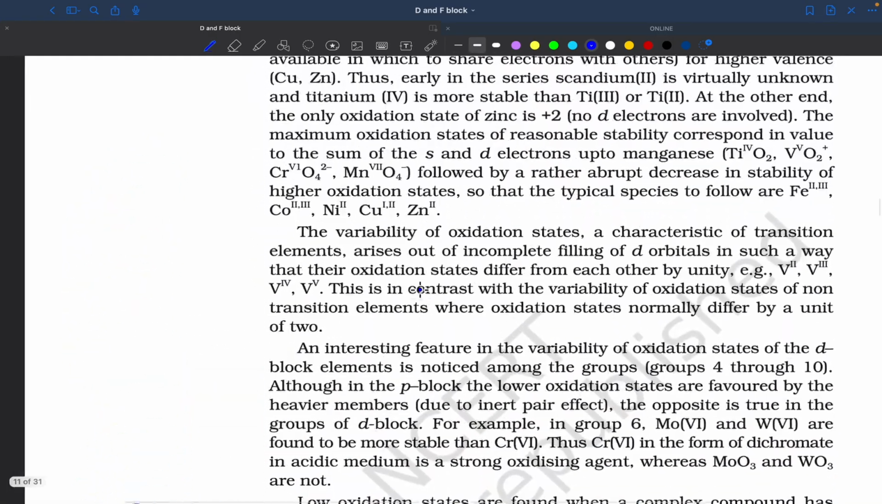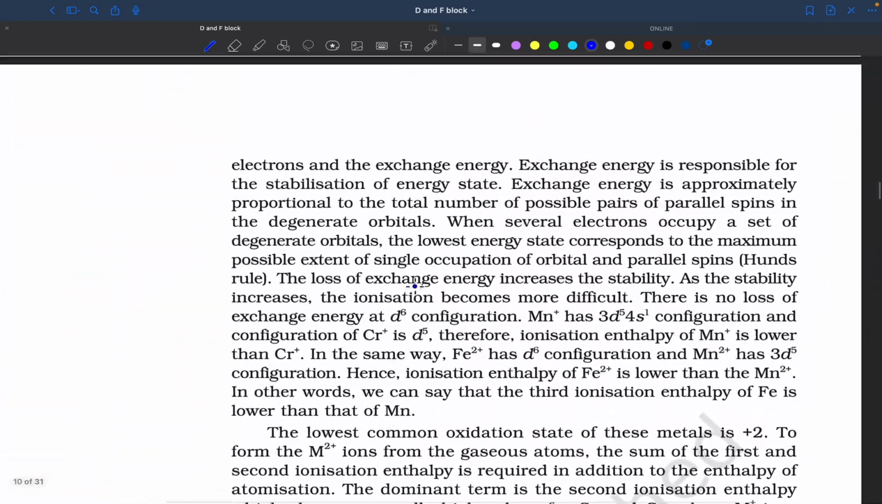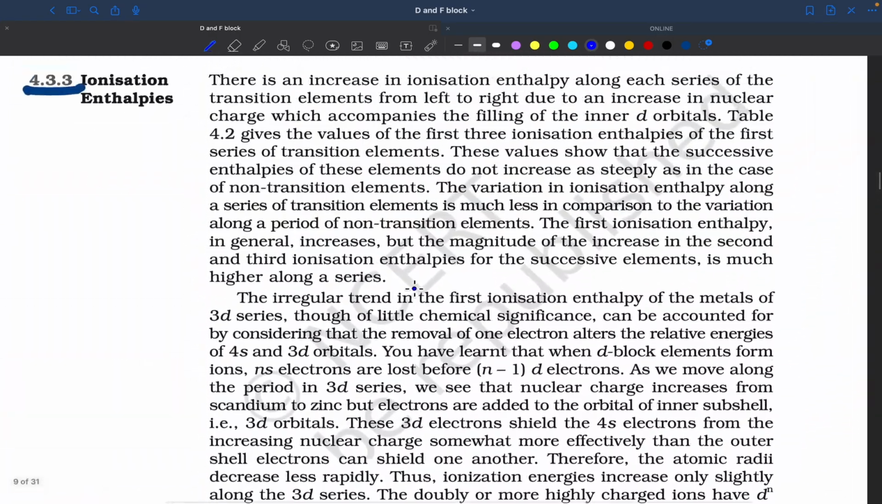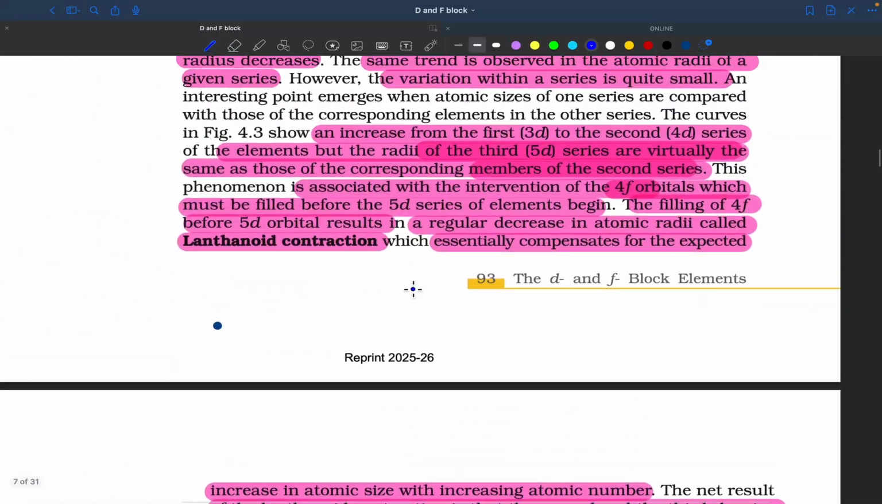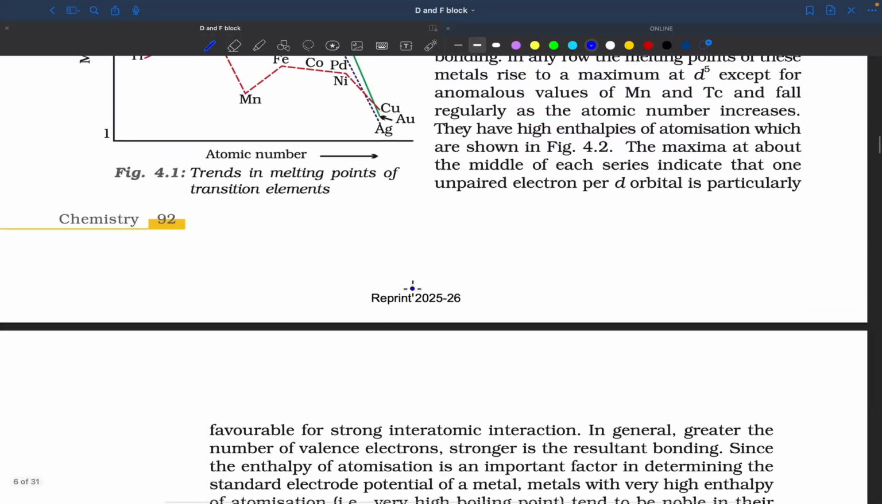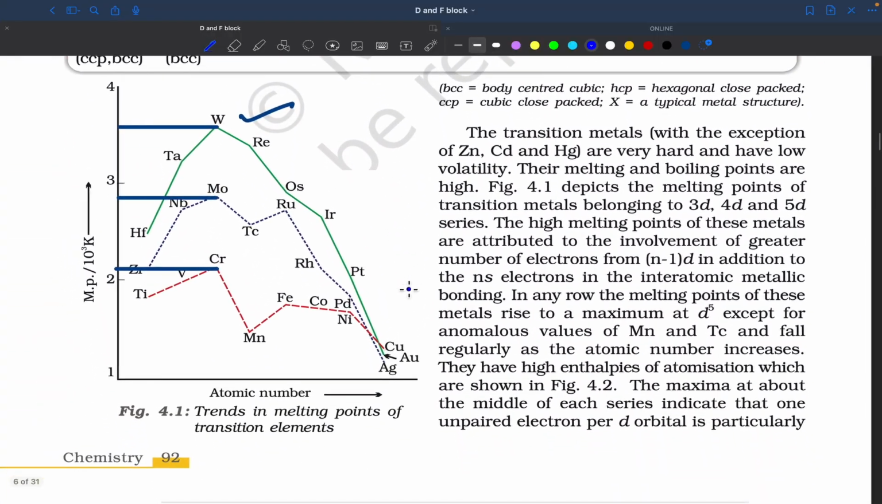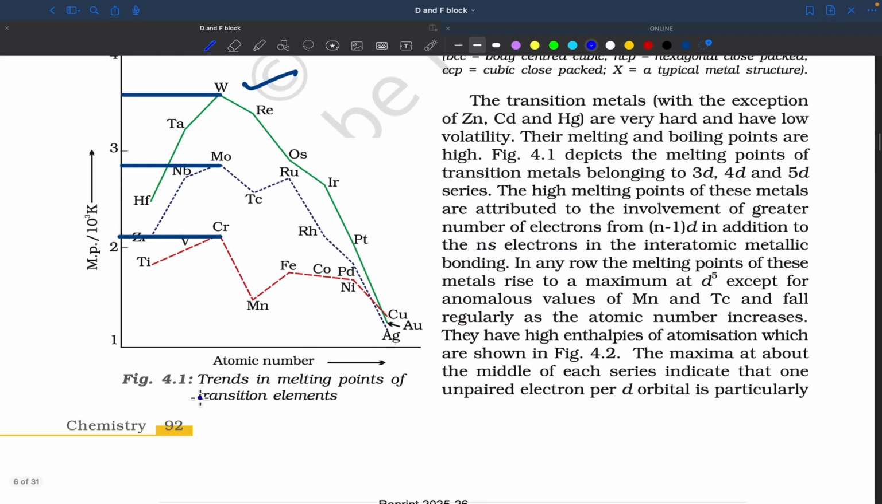Okay, so this is about the oxidation numbers. Ionization energies we have seen, and atomization and atomic structures. Then we'll go to some other properties, boiling points and melting points. Look once, trends in melting points of transition elements. Only transition elements are given, right? You have to check the graph again. Graph reading is very important here.